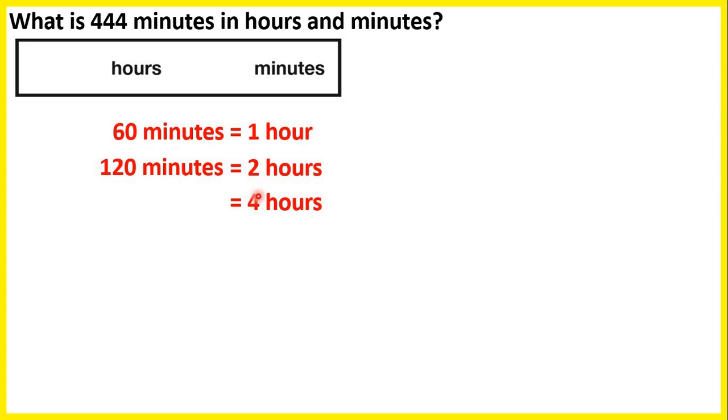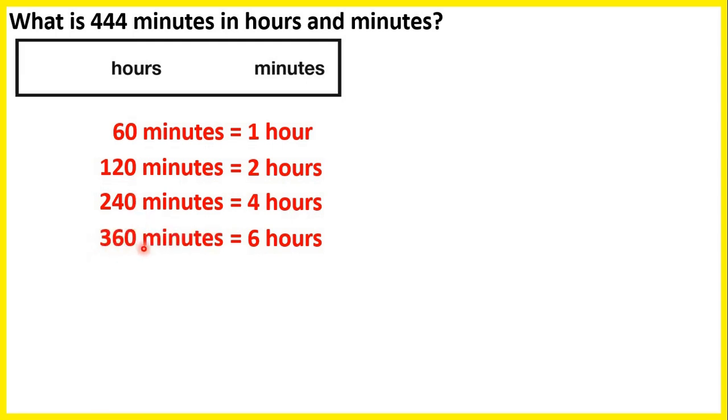Then we can double again to find 4 hours. 120 times 2 is 240. So now to find 6 hours, we could have 2 hours plus 4 hours. So 120 plus 240. And that means 360 minutes is the same as 6 hours. If we add another 60 minutes to make 7 hours, 360 plus 60 is 420. And then to get to 444, we would just need to add another 24 minutes.